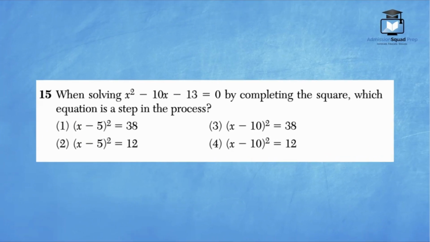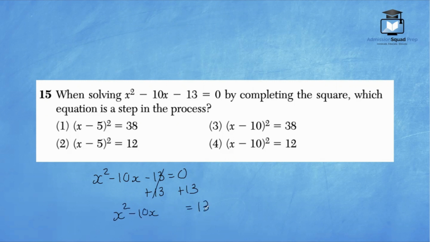Number 15. When solving x squared minus 10x minus 13 equals 0 by completing the square, which equation is a step in the process? Let's go ahead and solve by completing the square. X squared minus 10x minus 13 equals 0. Step 1 when completing the square is to move the c term to the right. So we're going to add 13 on both sides. So we have x squared minus 10x, leave some space over here, equals 13.